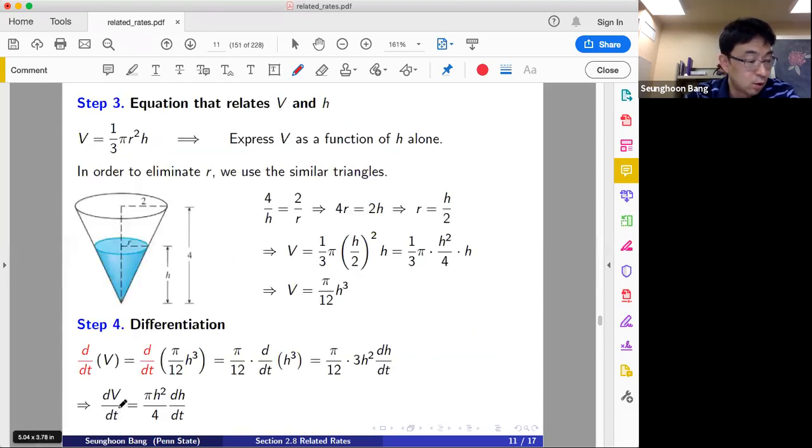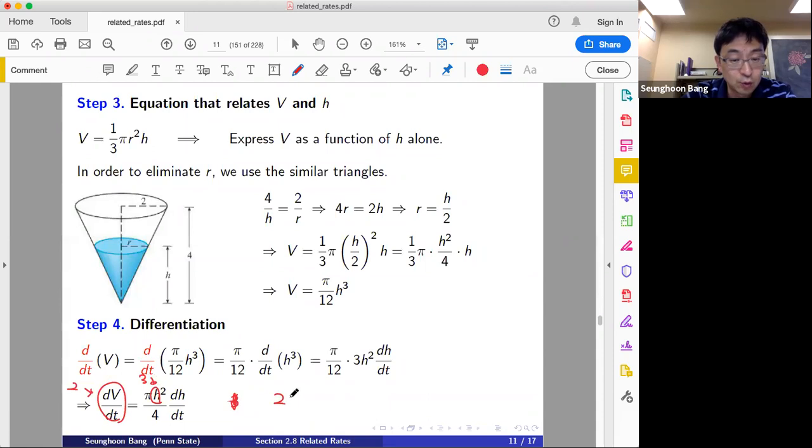What's dV over dt? The dV over dt is 3. No, 2. Sorry, the dV over dt is only 2. You can plug 2 in here. What's h? The h is 3. You can plug in 3.